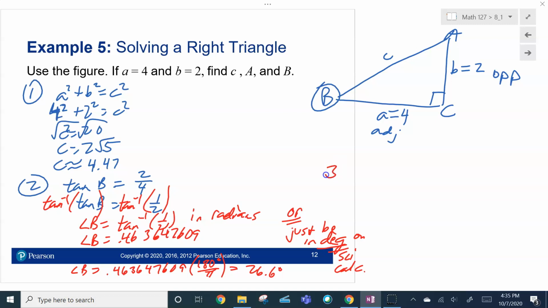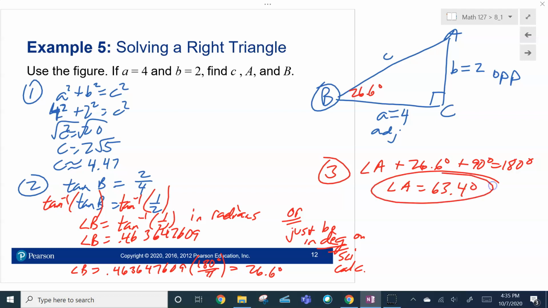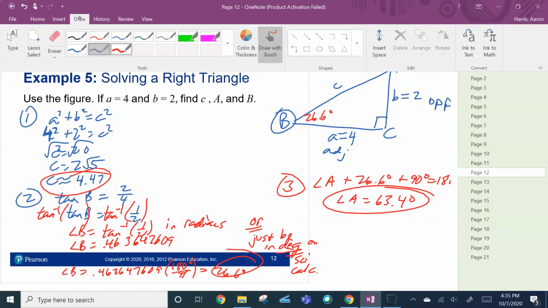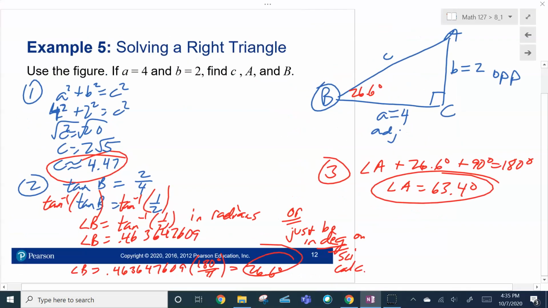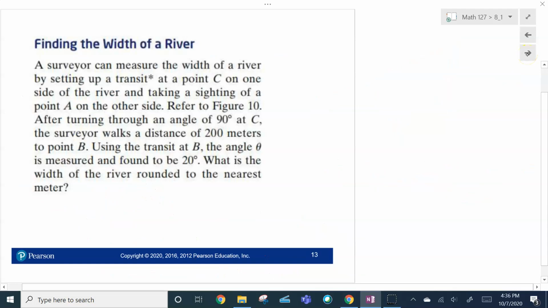Thirdly, so that's our angle B. I forgot to write that in, 26.6 degrees. Well, angle A plus 26.6 degrees plus 90 degrees, all those add up to 180 degrees. So it looks like angle A is 63.4 degrees. Okay? So it looks like we got everything there. All right, you know what, let me stop here and I'm going to do another one for applications.